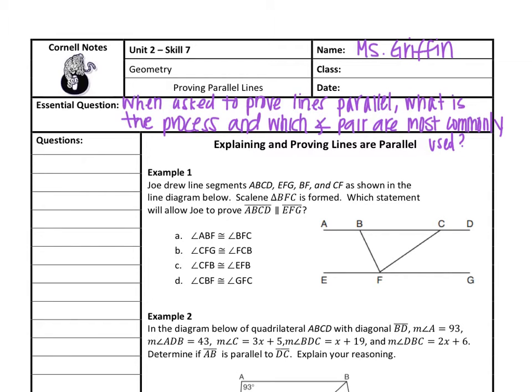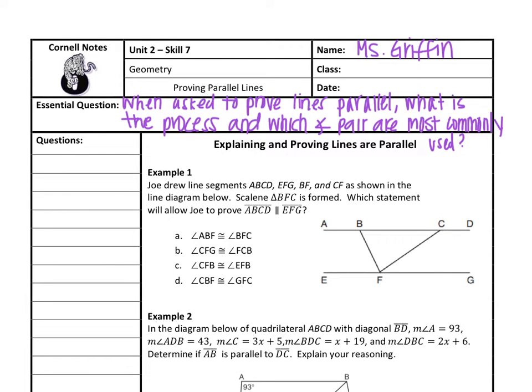I've got your essential question here, so if you want to just pause the video in about 30 seconds, then you can write it down with the video paused. The question says, when asked to prove lines parallel, what is the process and which angle pair are most commonly used? Again, pause the video at this point so that you can jot it down, and then we'll talk about example 1.